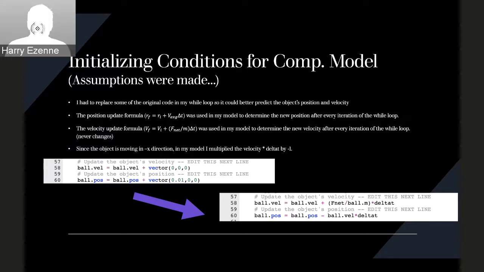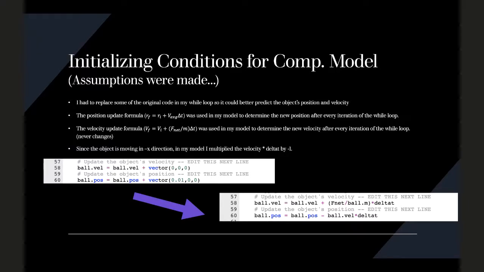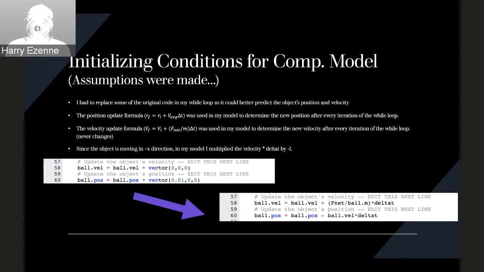This while loop was made using the principles of Newton's second law, in which velocity varies over time. Since the object is moving in the negative x direction, in my model I multiply the velocity times delta t by -1.